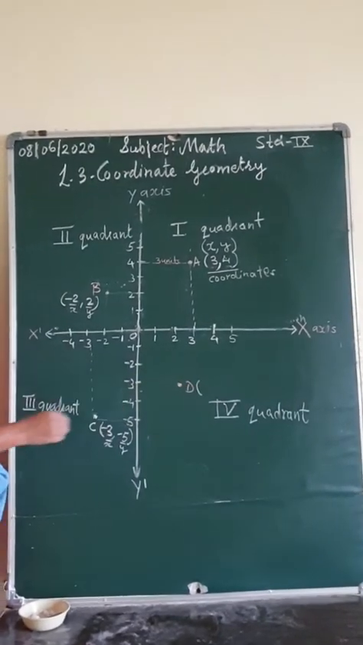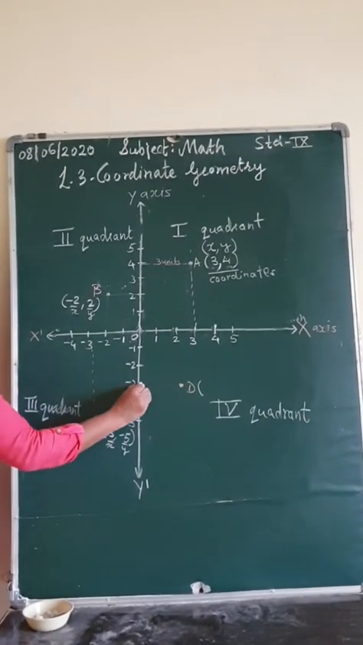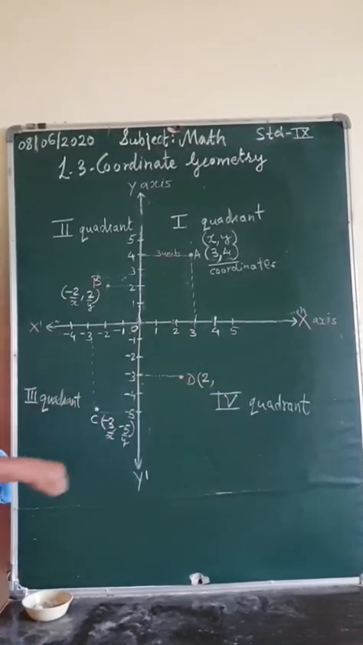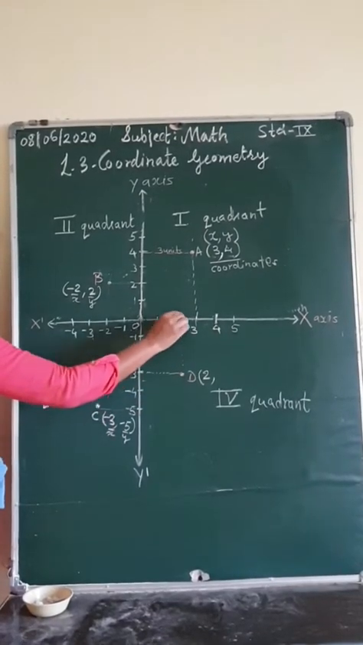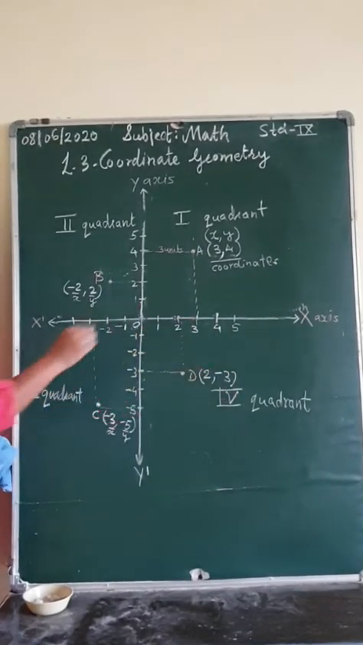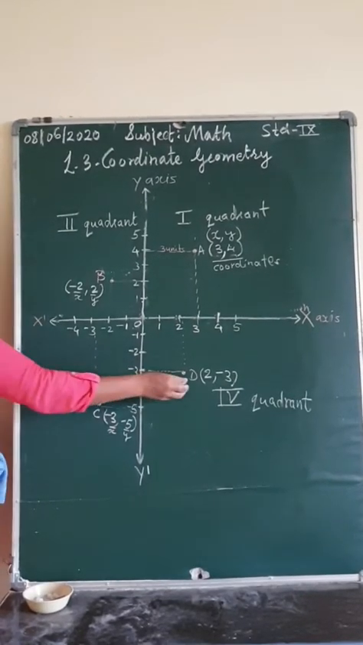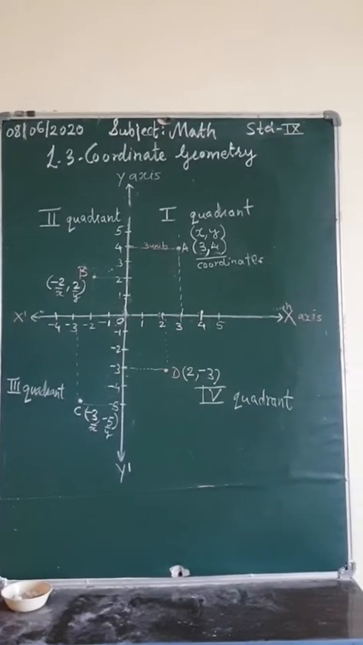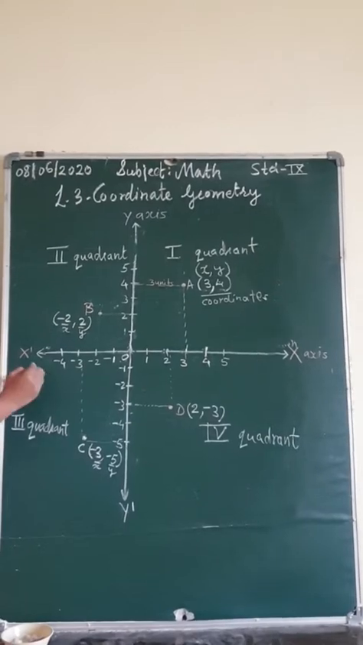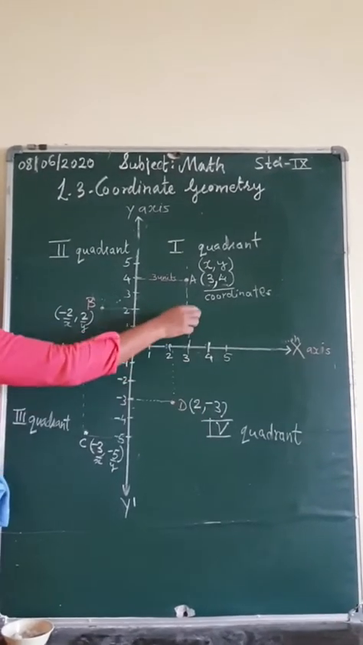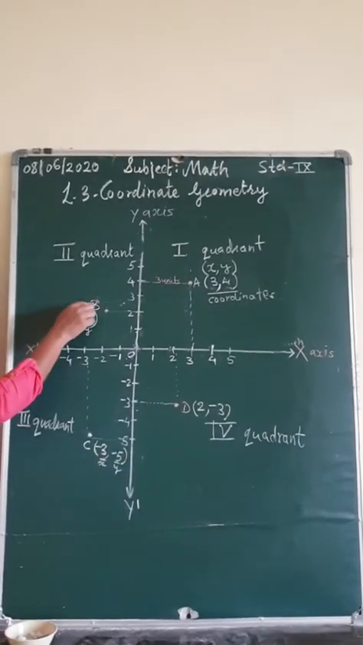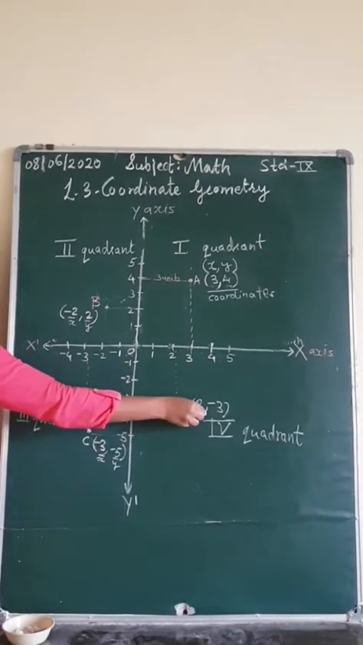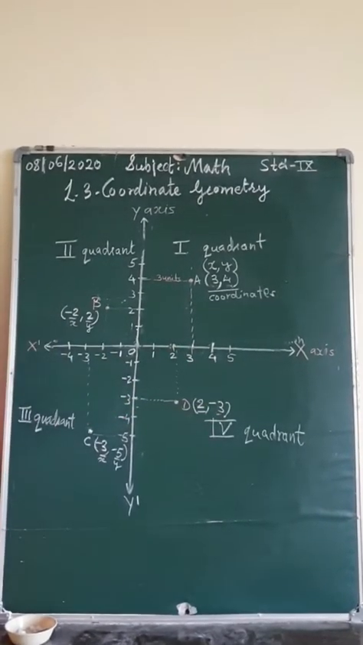Similarly, we have to write the coordinates for point D. First, we will see the horizontal. How far horizontally? It is +2. How far vertically? It is -3. So this is how we can write the coordinates of the points given on the plane. These numbers are nothing but what we call the coordinates of a point, and again I am telling you to always write x coordinate first and then y coordinate.